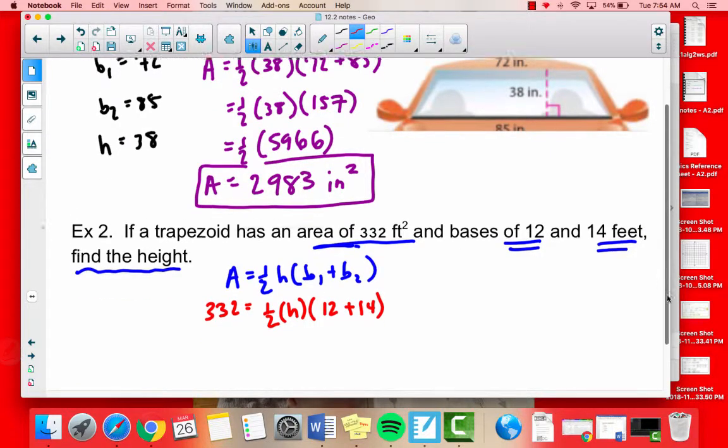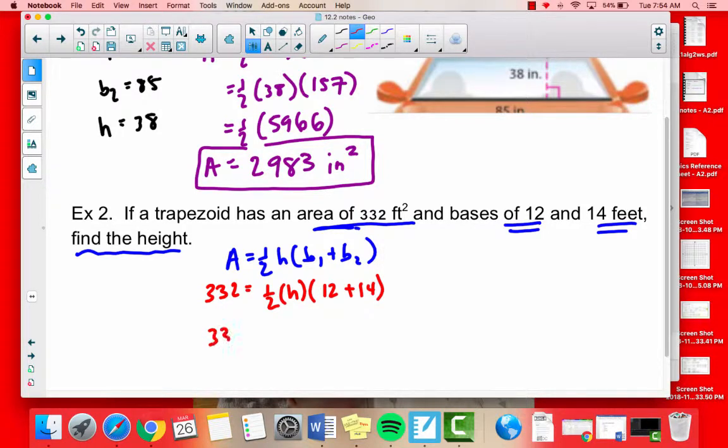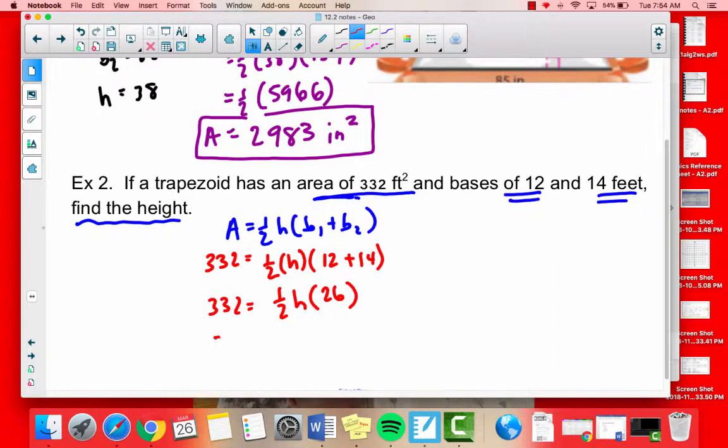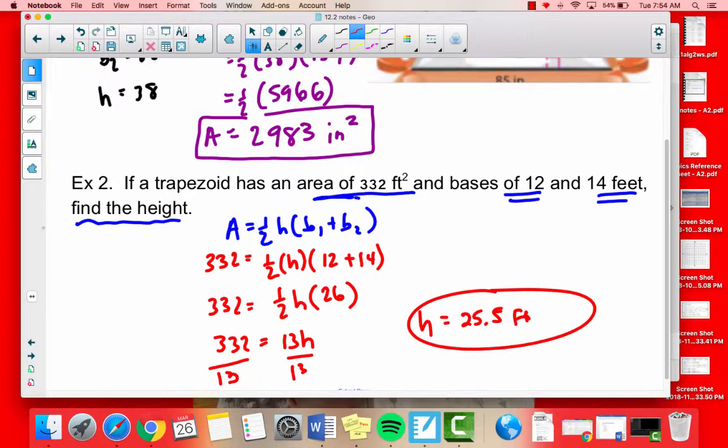So if we start to solve this, I can go ahead and add 12 and 14, leave everything else the same, and that's going to get us 26. If I divide 26 by 2, we're going to get 13H. And then the last thing that we could do is divide both sides by 13. So 332 divided by 13, that's going to get us that the height is roughly 25.5 feet. And then we're done. So all you got to do is plug in what you know and then solve.